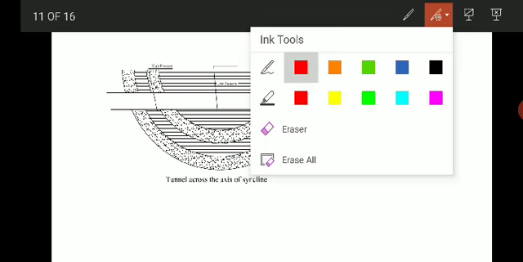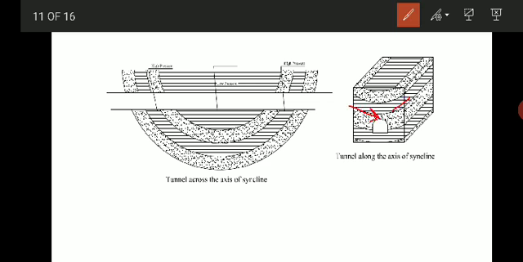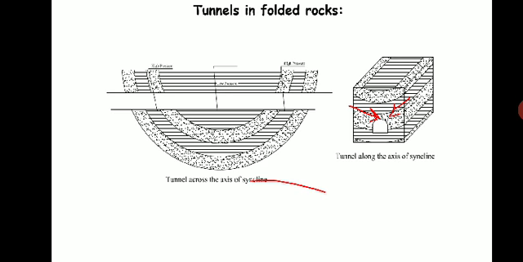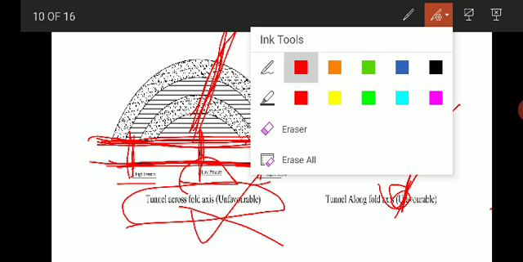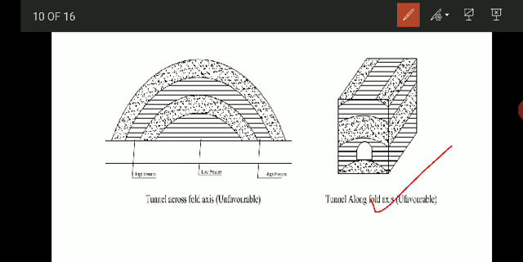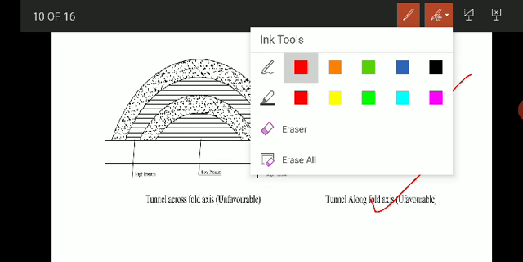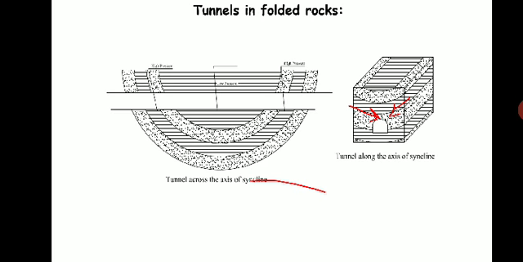Yes, so here what happens? The water, if it is percolating along the bedding planes, will rush into the tunnel. Whereas in an anticline fold, you can see here, this is favorable, because if there is water percolation, then the water will move away along the bedding plane. It will not come into the tunnel. So here this is favorable, whereas in the case of syncline, this is unfavorable.